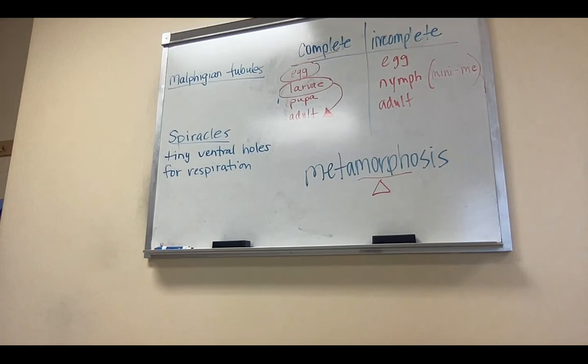I have two more. What type of circulatory system does the crayfish have? That's open, right? Okay, so it's open. It's internally bleeding all the time. What kind of circulatory system do you have? Closed. It's in the vessel.